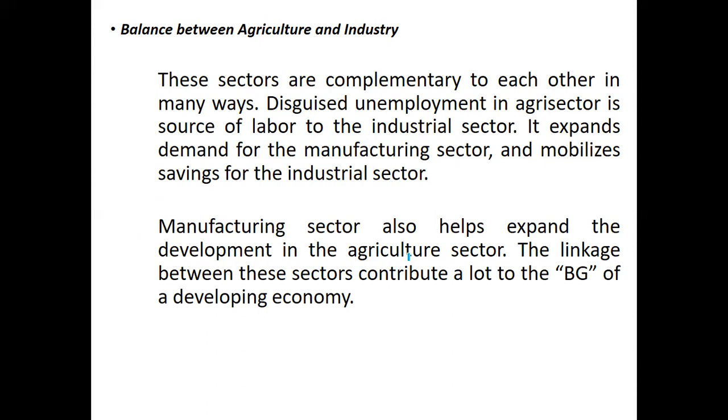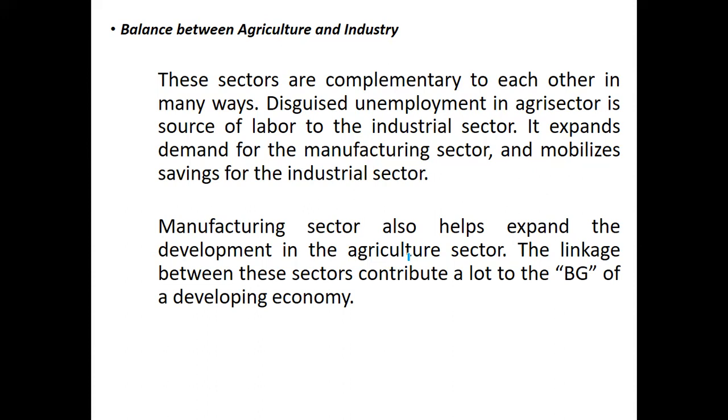means from many theories of unlimited supplies of labor, we come to know that the excess labor from the agriculture sector could be utilized in the industrial sector. Means the unlimited supply of the labor in the agriculture sector can be taken to the industrial sector, and by doing that, both the industrial sector and the agriculture sector can develop in the long run. So disguised unemployment in the agriculture sector is a source of labor to the industrial sector.